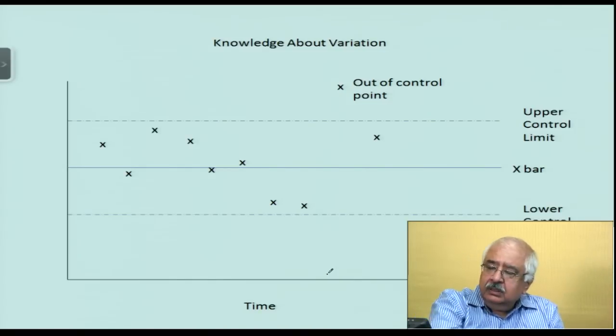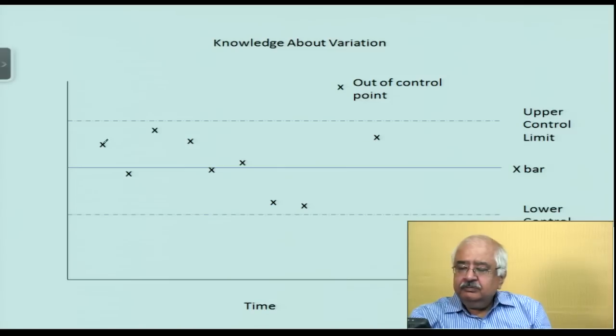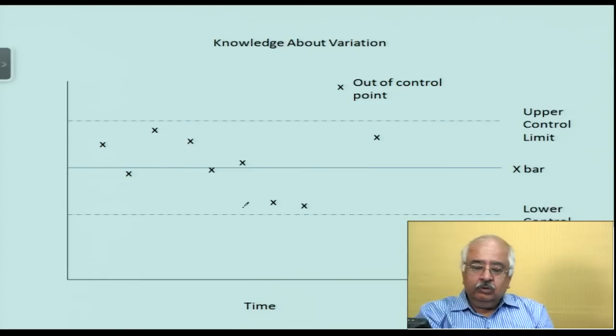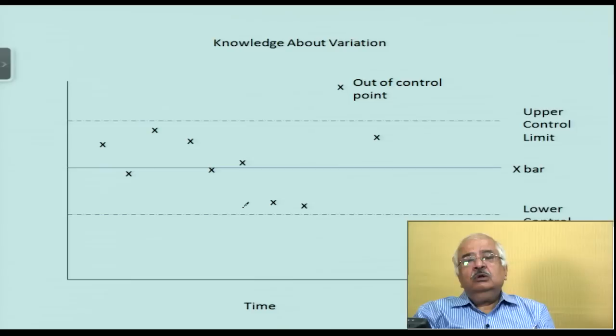For example, if we observe a number of these points over here, we see that the variation in the process appears to be pretty much random, where the large majority of the points are falling between the upper and the lower control limits. And this is what Deming talks about as the system being in statistical control.